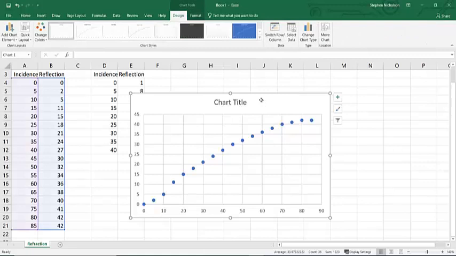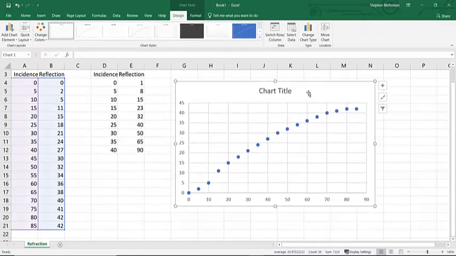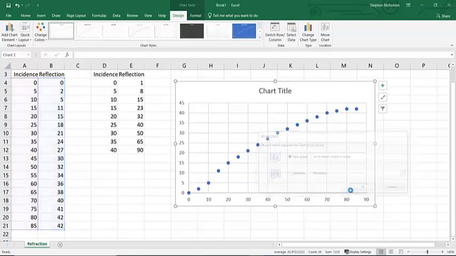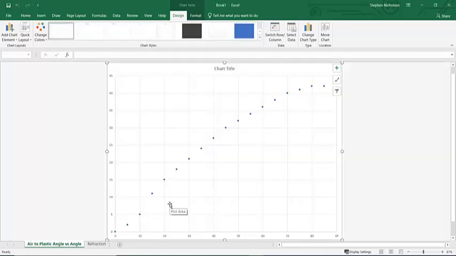So there's your chart. So let's put it on a separate page. So I'm going to right click and move chart. Create new sheet. We'll call it, what do we want to call it? Air to plastic angle V angle. Okay, so that's how I'm plotting it. So you can see that it's not linear. It has some curvature to it.